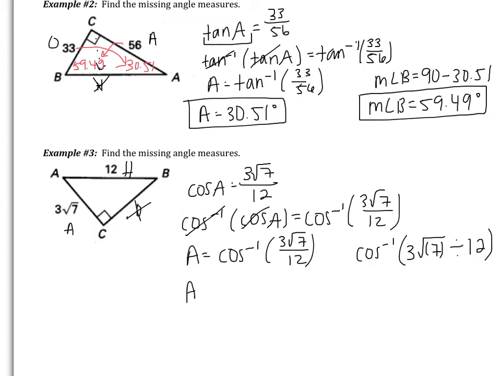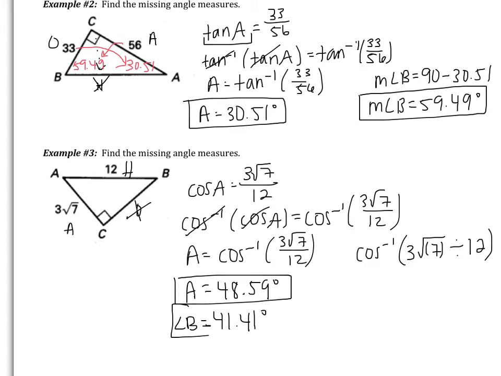If you did that correctly, you would have gotten angle A to be 48.59 degrees. When you subtract that from 90, you get angle B to be 41.41 degrees.